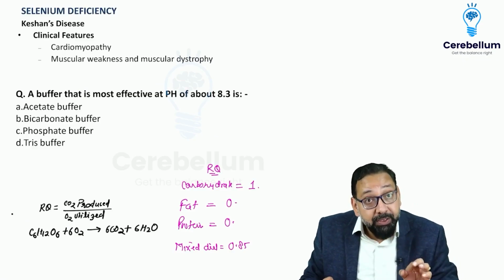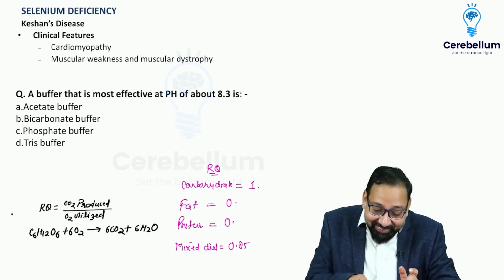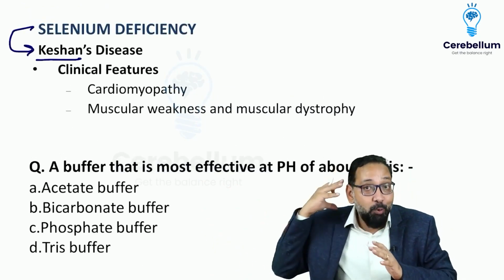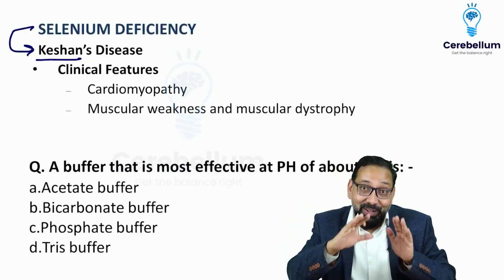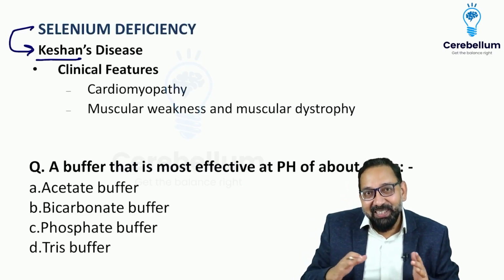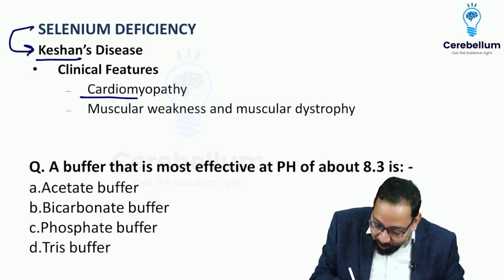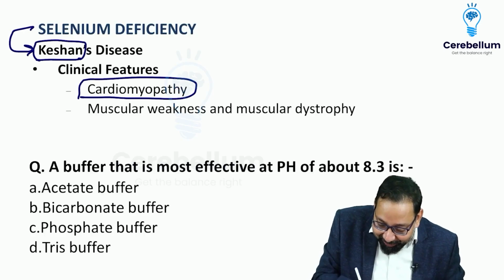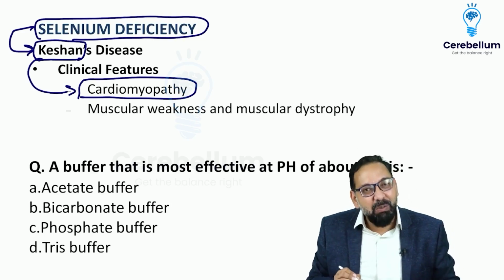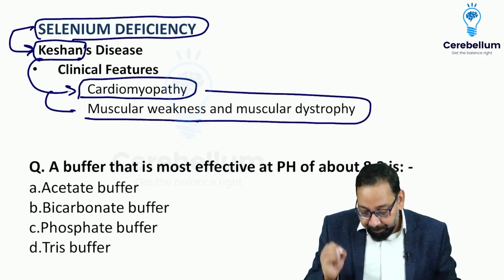Now selenium deficiency. You may remember Selena Jaitly, Selena Gomez. Deficiency leads to Keshan disease. Kesh, in Hindi, बालों को केश कहते हैं. When you see the hair of Selena Jaitly, immediately your heart will be having myopathy, cardiomyopathy. You may remember it like this. Selenium deficiency will produce cardiomyopathy, muscular weakness, and muscular dystrophy.